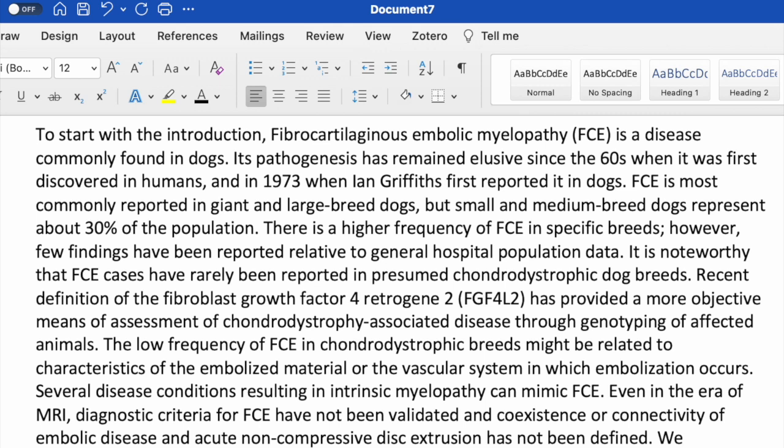Several disease conditions resulting in intrinsic myelopathy can mimic FCE. Even in the era of MRI, diagnostic criteria for FCE have not been validated, and coexistence or connectivity of embolic disease and acute non-compressive disc extrusion has not been defined. We hypothesize that presence of the FGF4L2 retrogene would be negatively associated with FCE cases.